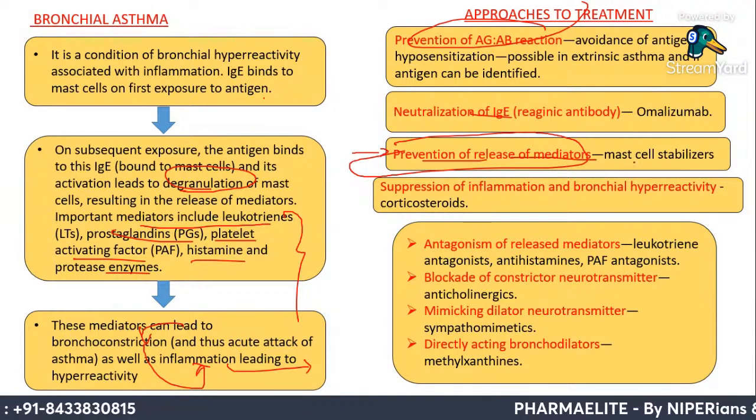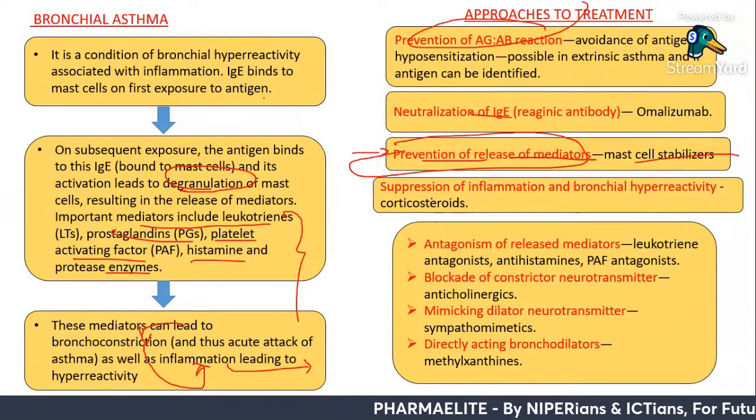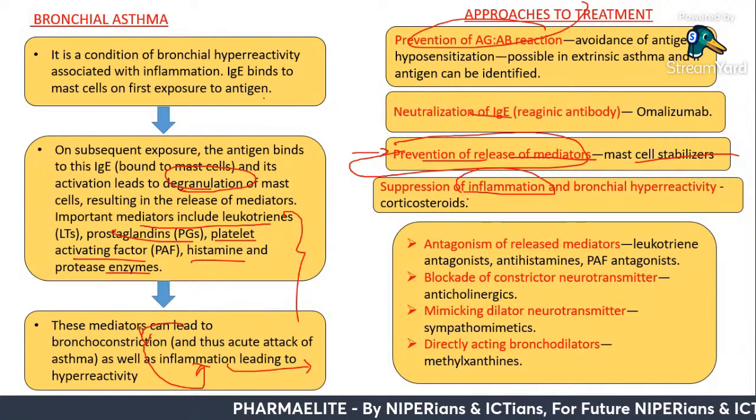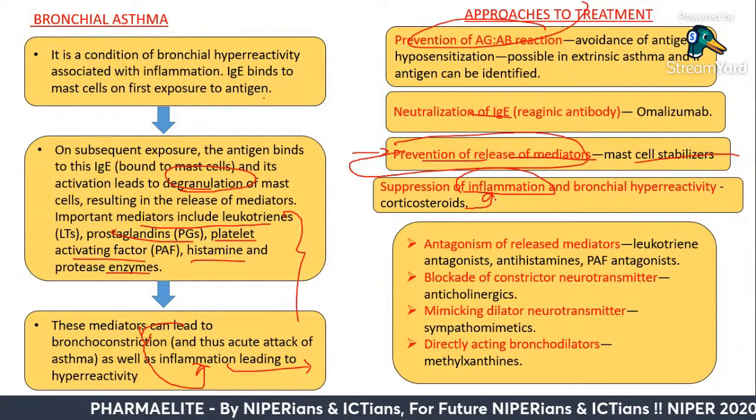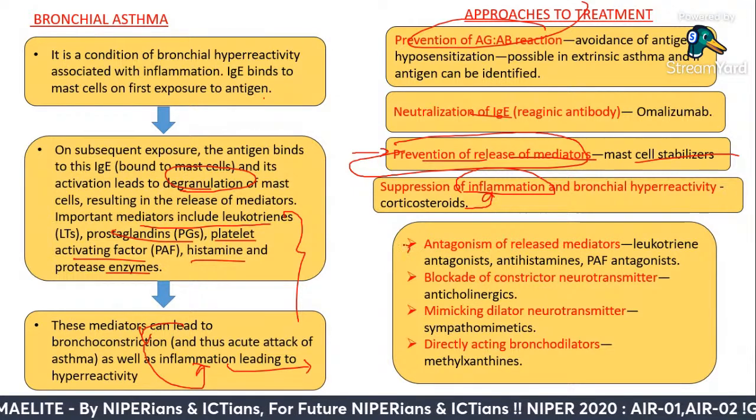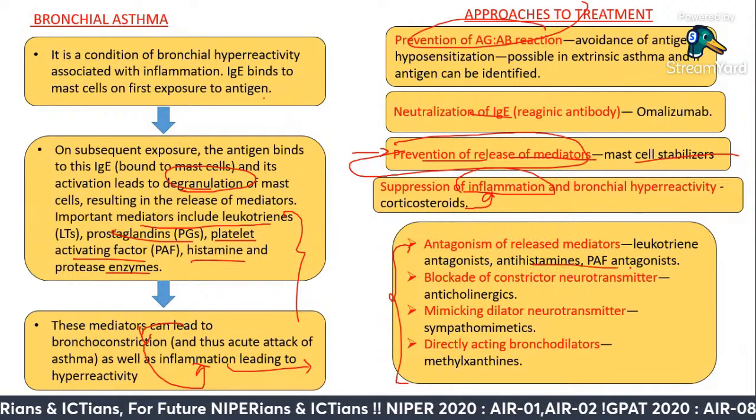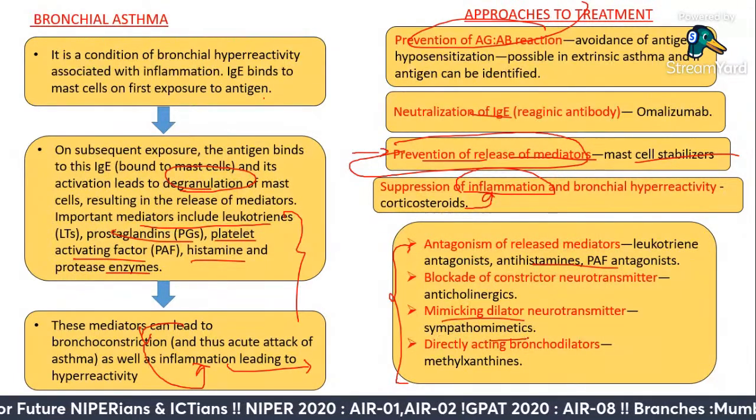And if it is already released, I can try to avoid my mast cell breakdown. I will prevent release of mediators. Other than that, if they are also released, if inflammation has started, then I will suppress the inflammation using different corticosteroids. And lastly, whichever chemical mediators there are, you can use their antagonist or you can go for a dilator to avoid all the problems.